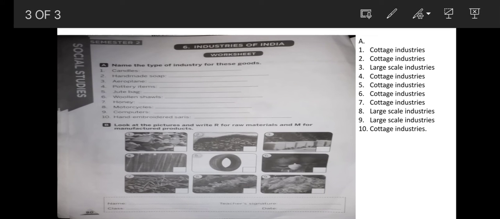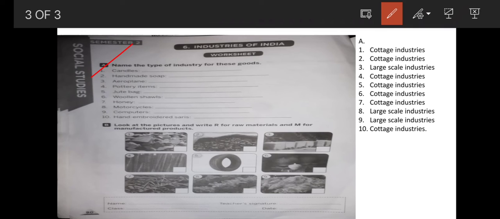Next, industries of India 6a. Name a type of industry for this goods. So different goods are given here. So we have to write in which type of industry these goods are produced. These goods are manufactured. We have to write the types of industries. So let us check it out.